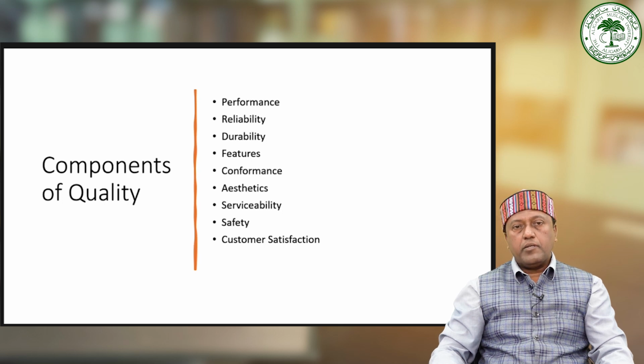Second is reliability. Reliability is basically the consistency and dependability of a product or service to perform its function over time and under various conditions. It relates to the probability of failure or breakdown and the frequency of maintenance or repairs needed. Third component is durability. Basically, durability pertains to the longevity and robustness of a product or service, indicating its ability to withstand wear and tear and environmental factors without deterioration or degradation in performance.